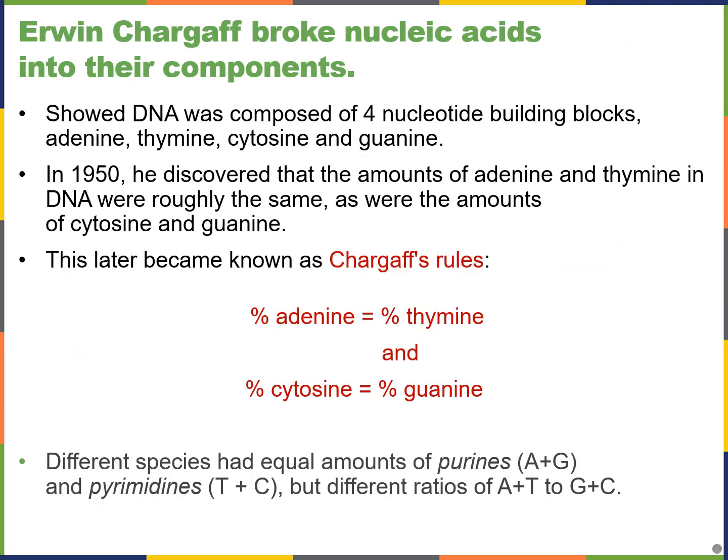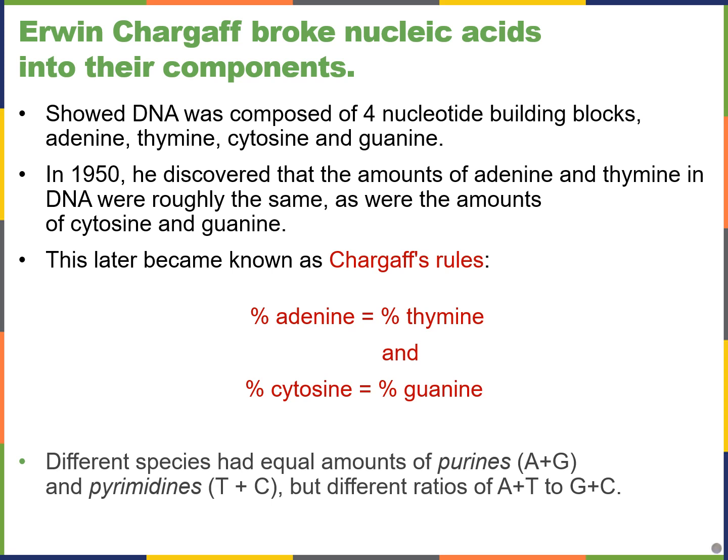Around the same time Hershey and Chase were performing their experiments, Chargaff was also analyzing DNA, and he found an interesting pattern where the percentage of adenine in a cell was always equal to the percentage of thymines found in the cell, and the percentage of cytosines was always equal to the percentage of guanines.